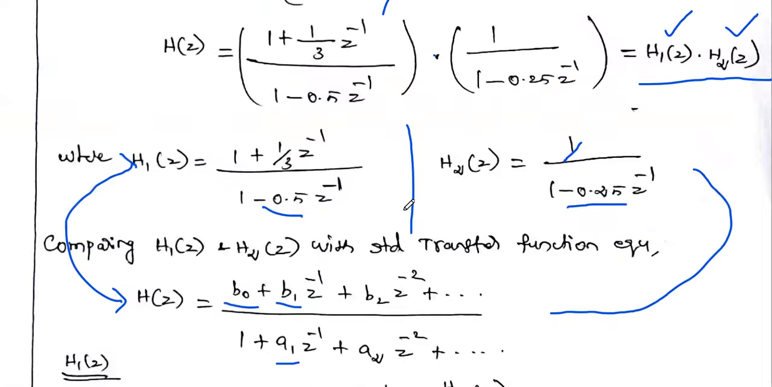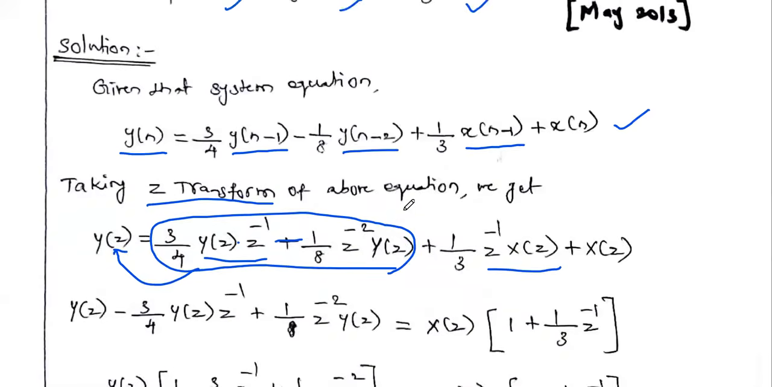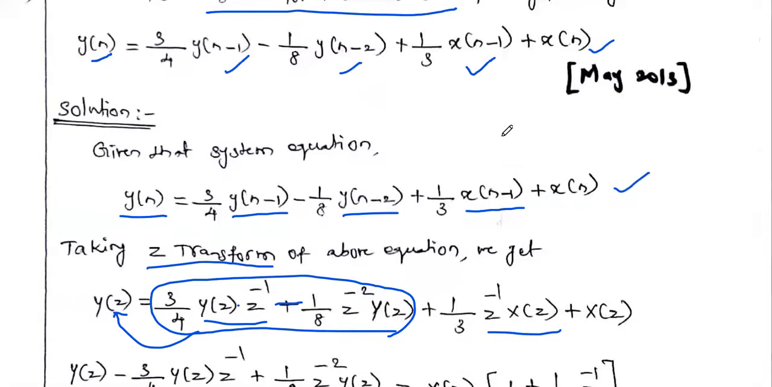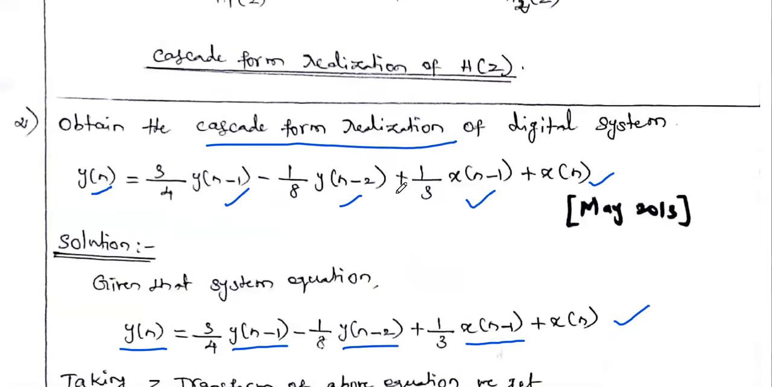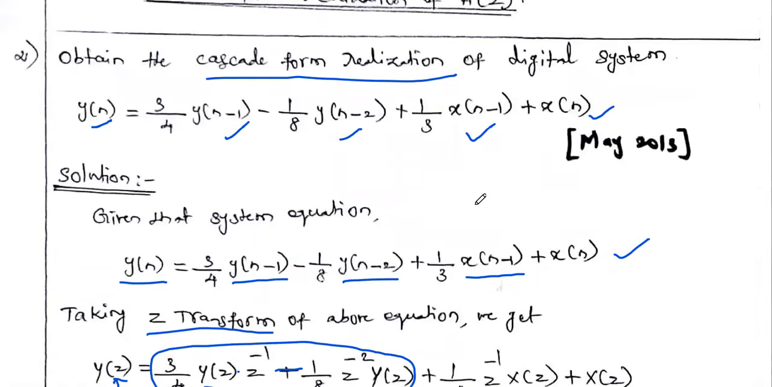So this is one more problem. It's a May 2013 problem. So in a similar way we have to solve this problem. In the next video, we will discuss the parallel form realization. It is a university question. So we have to realize in the cascade form as well as the parallel form, which we will discuss.